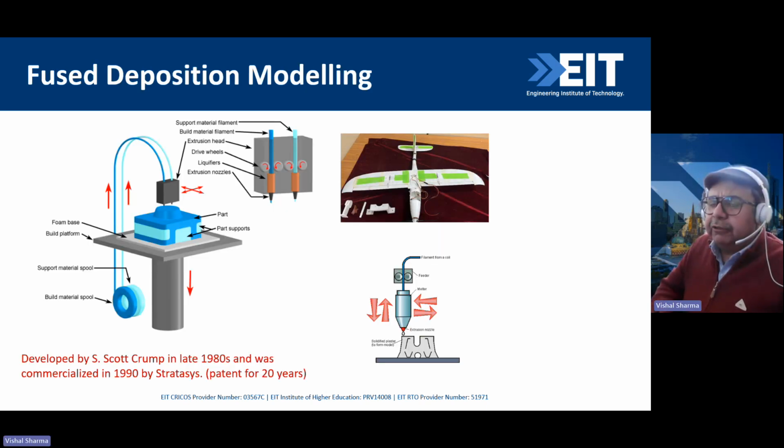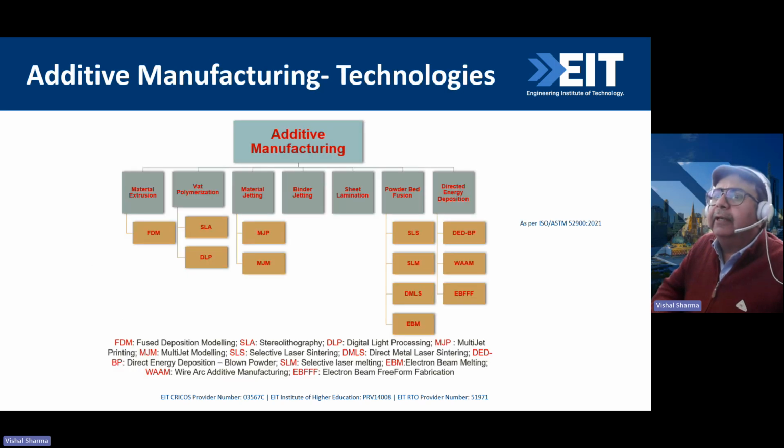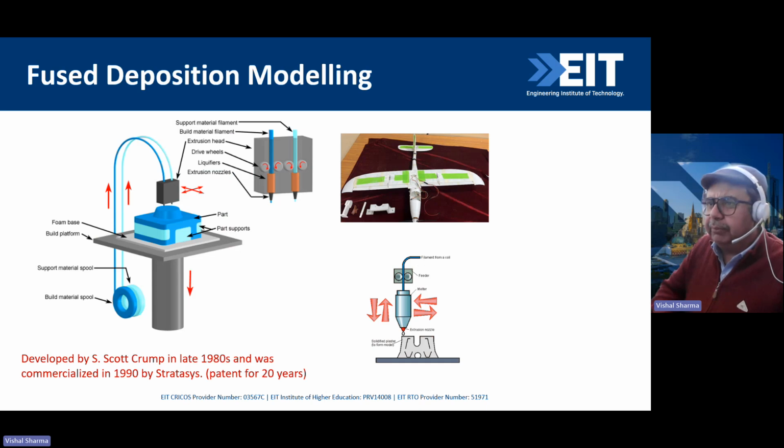Okay, the first technology falls under the category of material extrusion process. This is fused deposition modeling. Now, this technology is the basic technology and quite cheap. It is cheap because now it is out of patent, and if somebody is interested in working in this domain, you can have a machine for close to about $300. You can have this machine and you can start working on 3D printing.